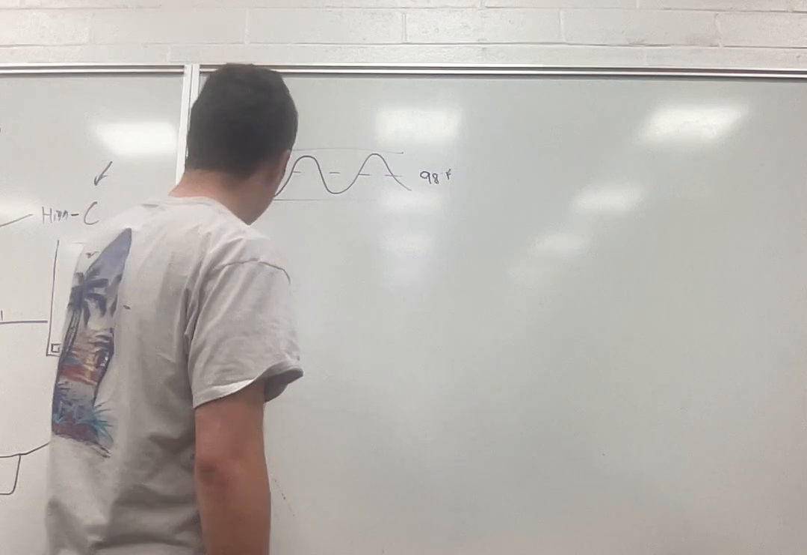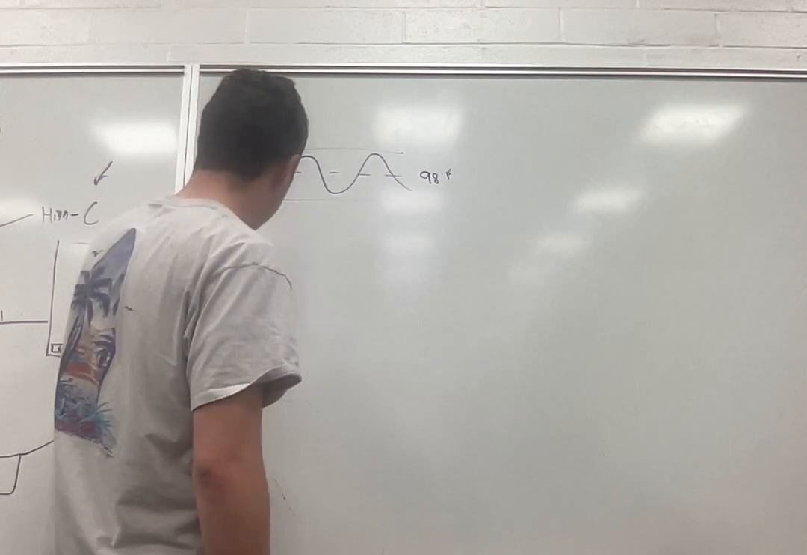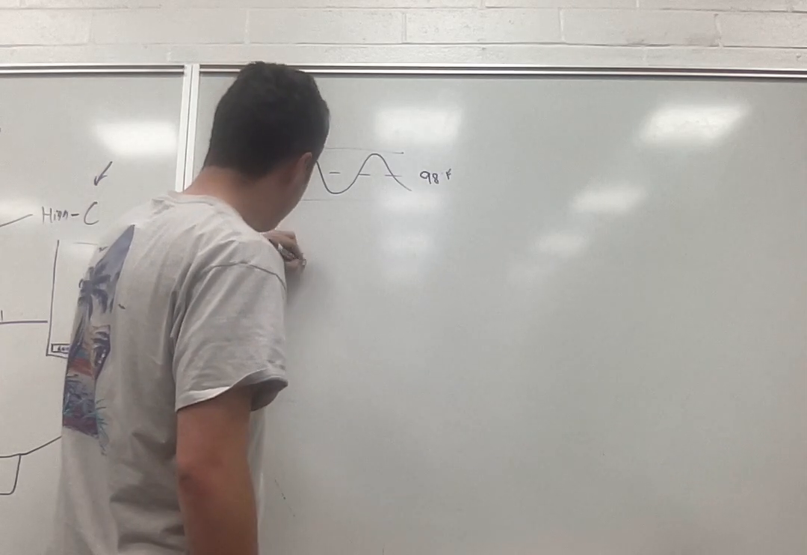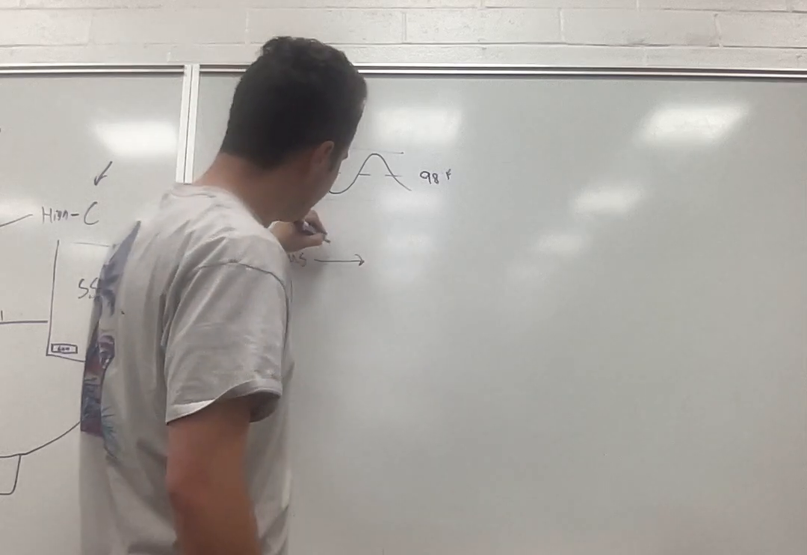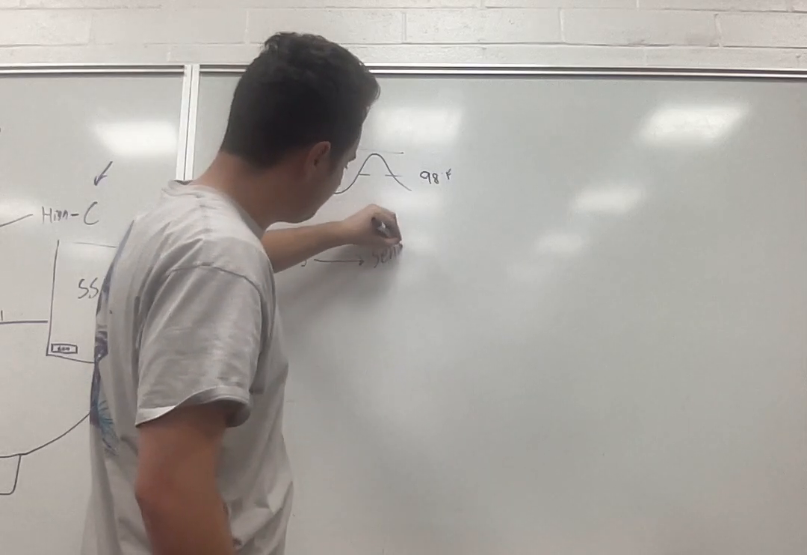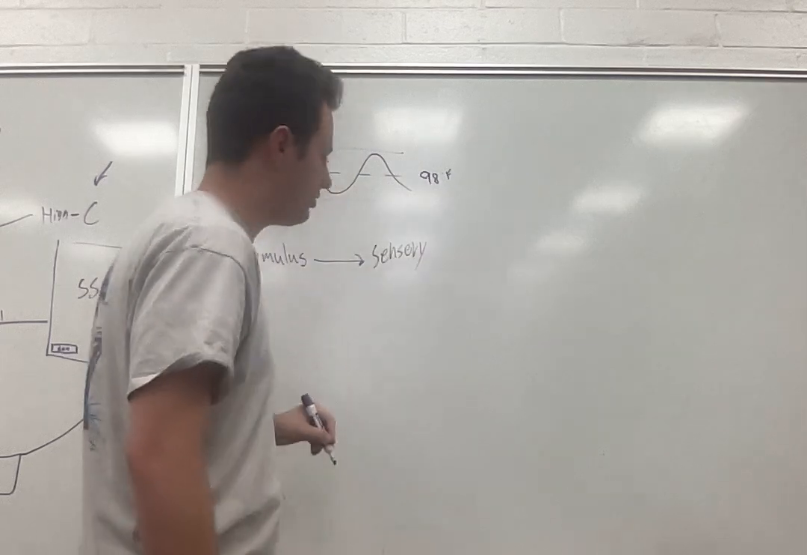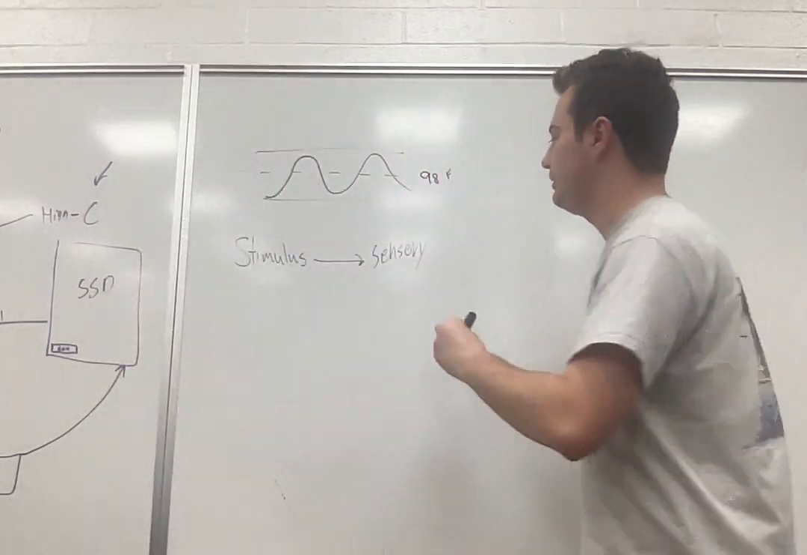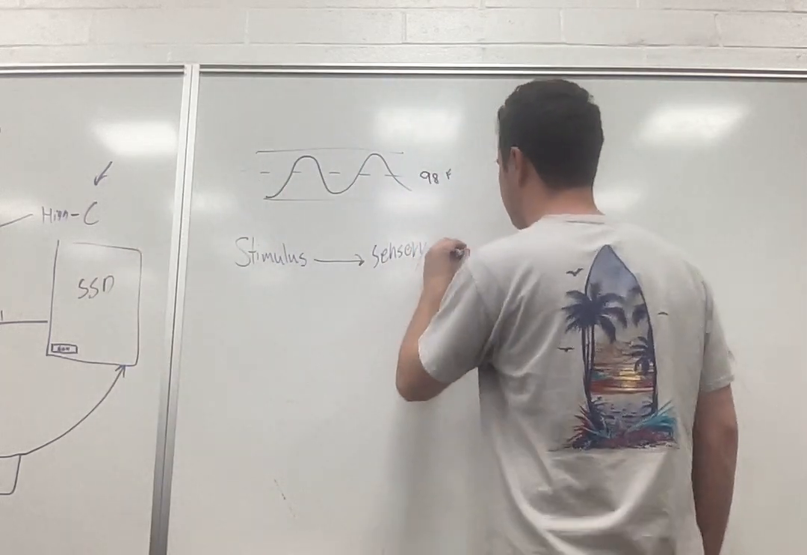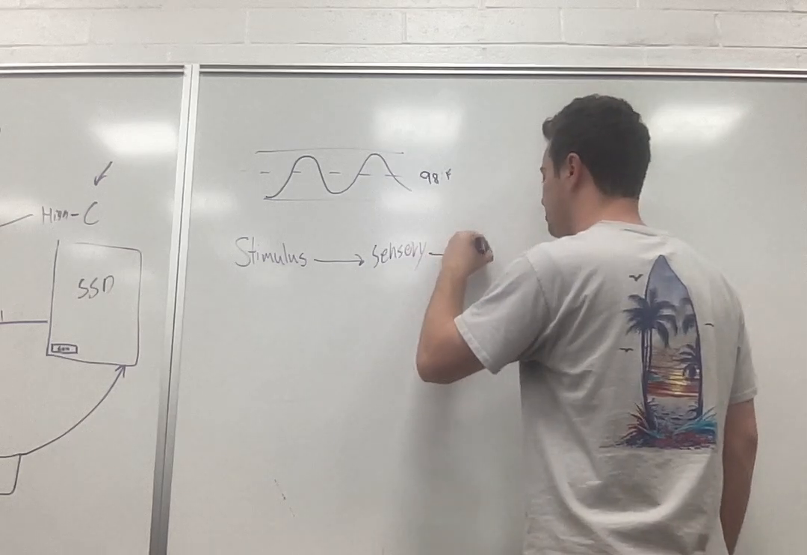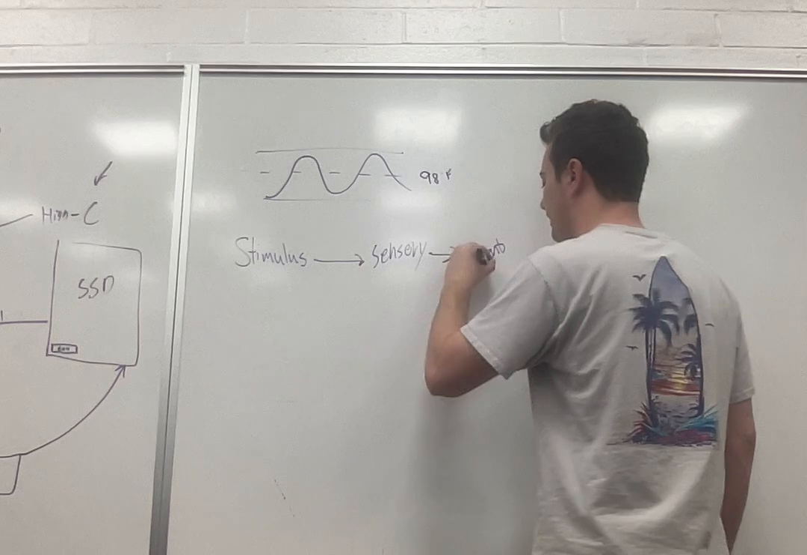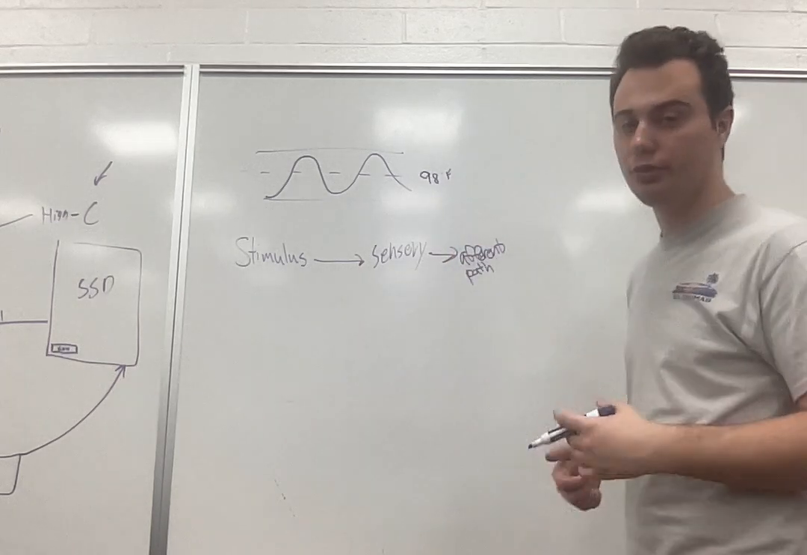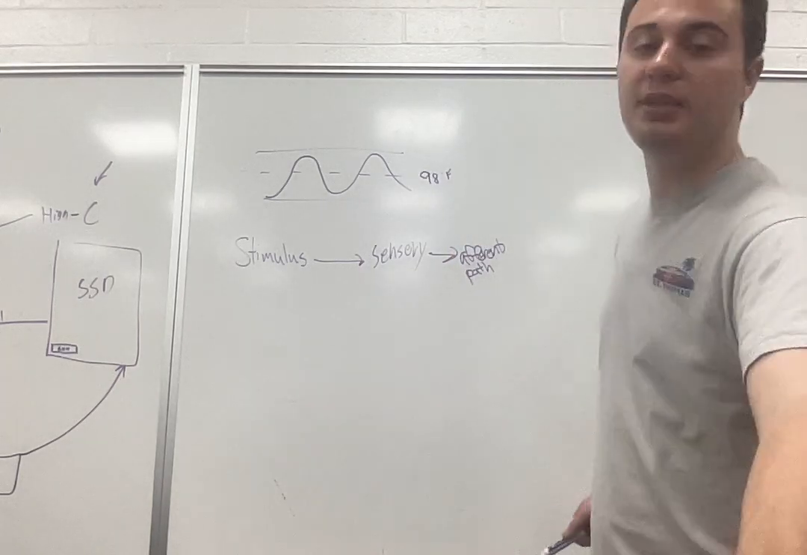So first, your body needs a stimulus to react to. So let's say it's hot outside. Your sensory neurons will detect this change in temperature. Your sensory neurons will then send this to the afferent pathway, which sends information to the brain or some other integration control center. This can occasionally mean the spine.